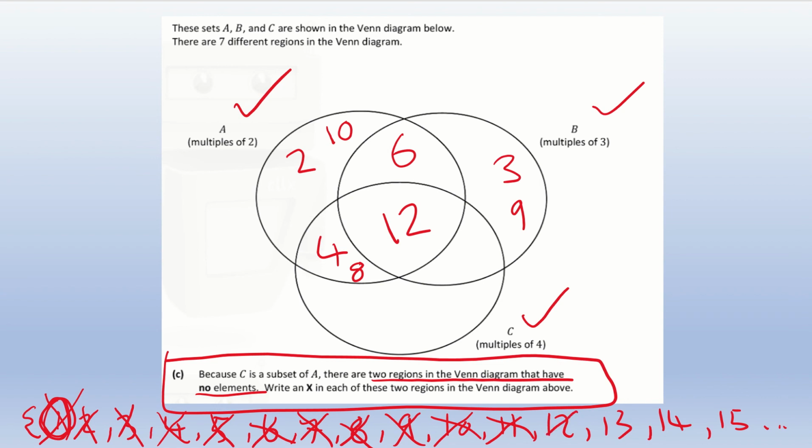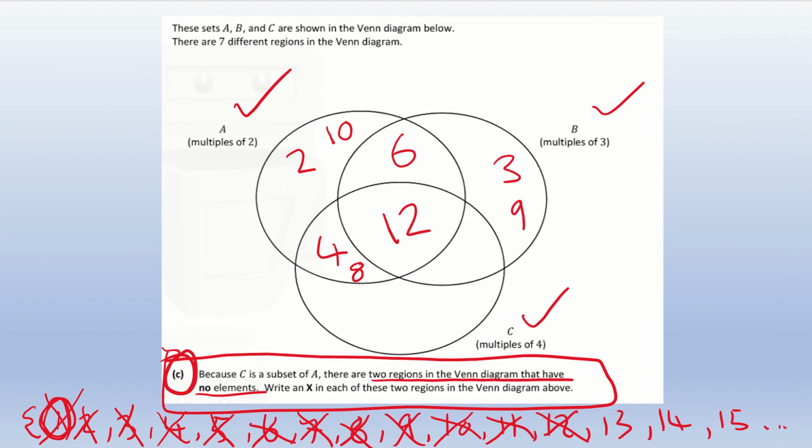Now, if you take what C is asking you, what this part here is asking you in your question, it says that there's going to be 2 regions in the Venn diagram that have no elements. If you think about it, seeing as we've filled in a couple of numbers already, and we can see that there are 2 areas of the Venn diagram there that are left empty, we can take those as the empty parts of the Venn diagram for our part C.